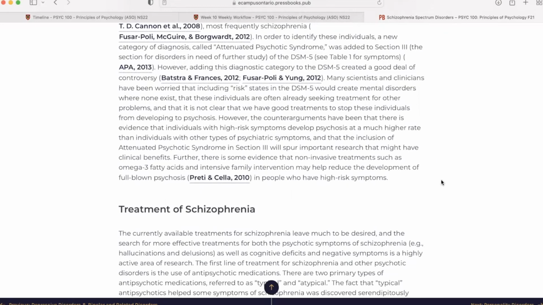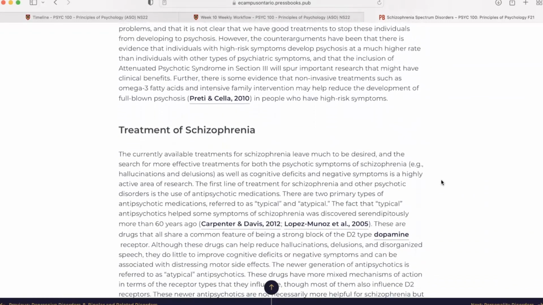However, the counter-arguments have been that there is evidence that individuals with high-risk symptoms develop psychosis at a much higher rate than individuals with other types of psychiatric symptoms, and that the inclusion of attenuated psychotic syndrome in Section 3 will spur important research that might have clinical benefits. Further, there is some evidence that non-invasive treatments such as omega-3 fatty acids and intensive family intervention may help reduce the development of full-blown psychosis in people who have high-risk symptoms.